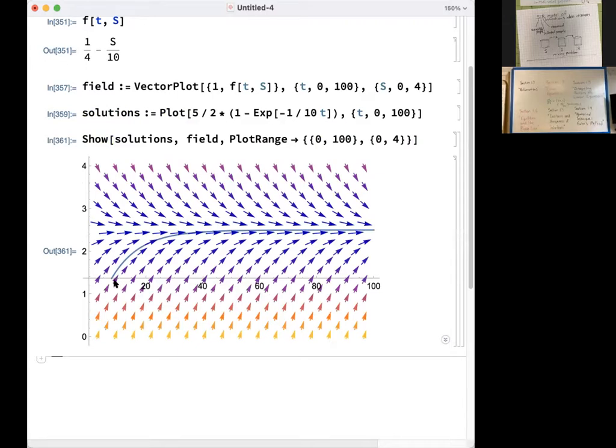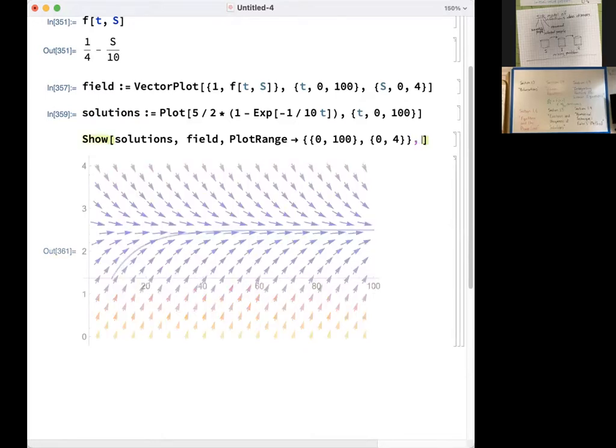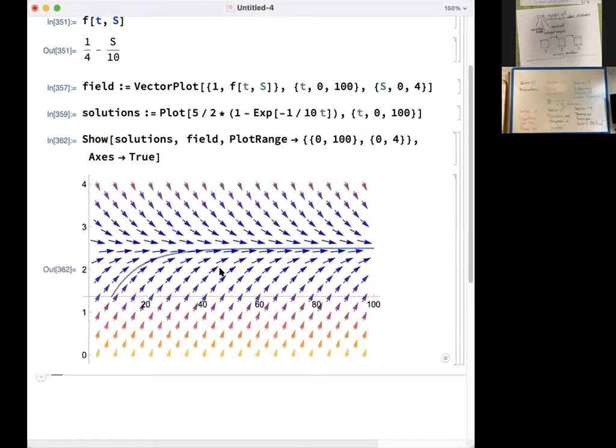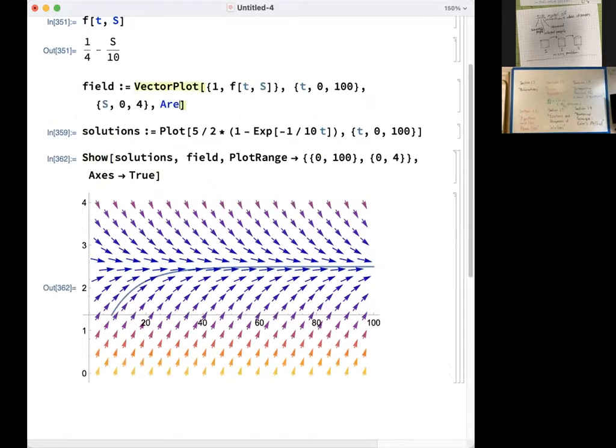There's that curve. Starting at 0, 0. Now where is this 0, 0? I don't see this nicely shown here, right? So 0, 0 must be way down in here. So I think I'm gonna add something like Axes. I want it to show me the axes equals true. Let's see if that makes it easier to read. It's not showing me something better that way, so I don't like that, but I see that solution climbing up to there. I'm gonna do one more thing. I'm gonna say arrowheads. Not an option for VectorPlot.